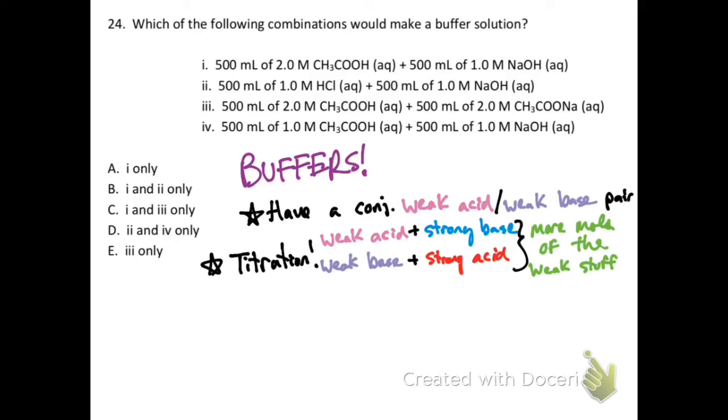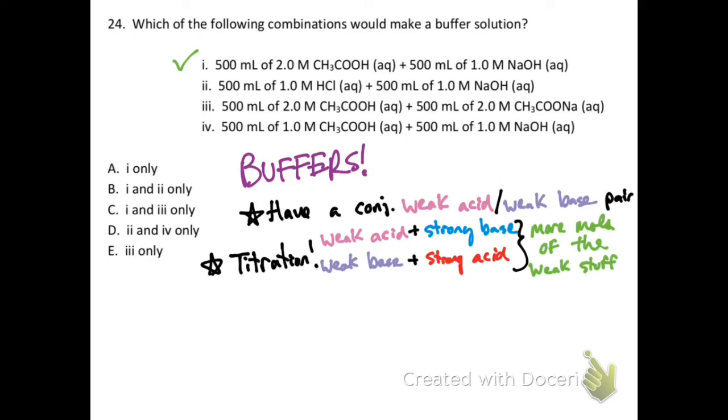So as we go through these, the first one is acetic acid plus sodium hydroxide. And you can always calculate the moles of both of these. But if we look at these numbers here, it's an equal volume of each of these. But our concentration is greater of the weak acid than it is of the strong base. So this one, we're actually going to give a check mark, because we have more moles of the weak acid. And again, you can calculate it. It's 1 mole of the weak acid and 0.5 mole of the conjugate base.